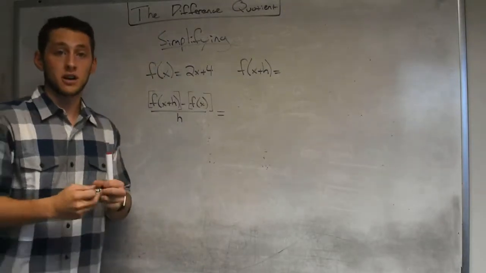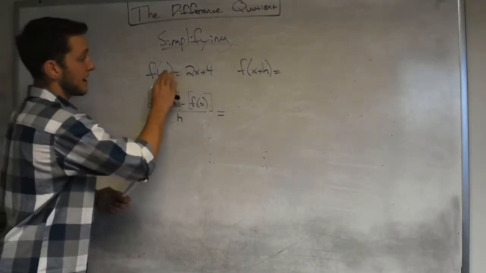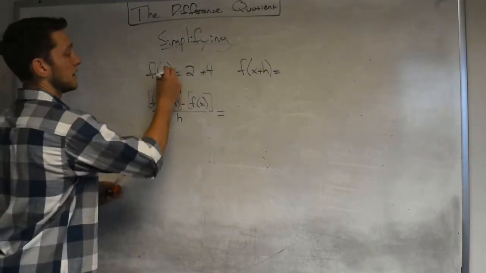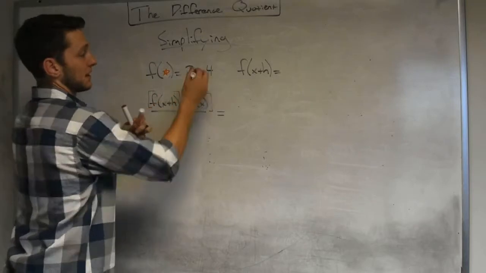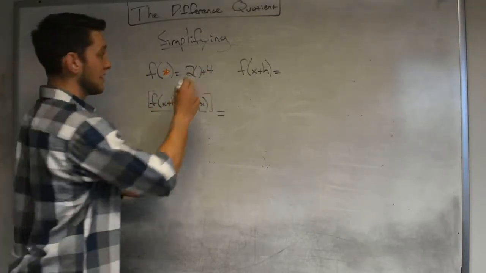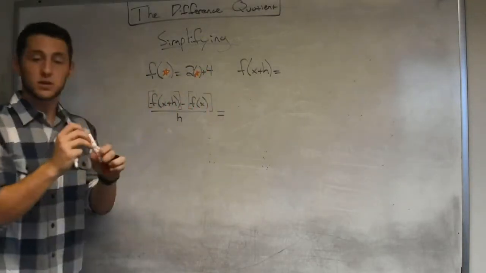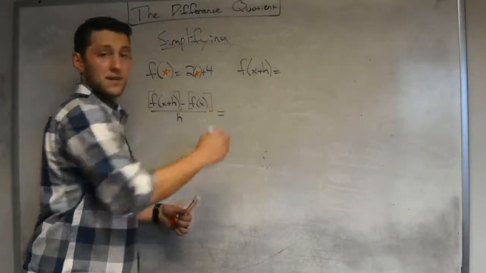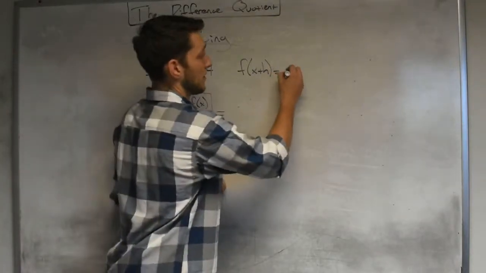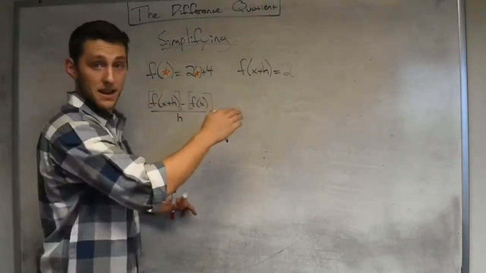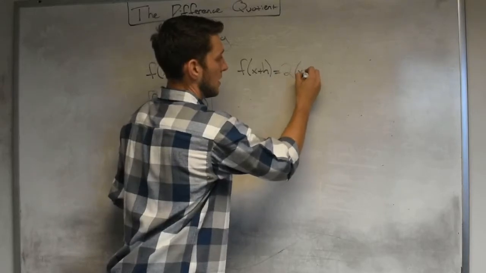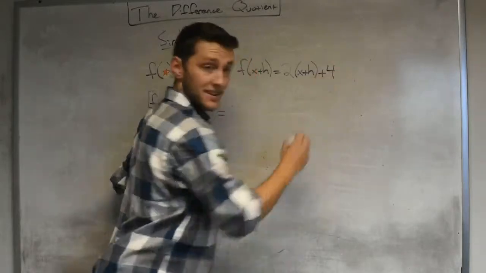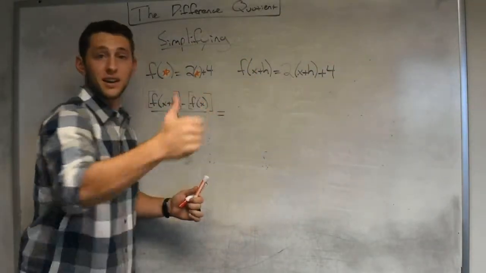Well, remember the star game. If we were to replace x with a star right here, what we'd find is something like this. The function now is just 2 times whatever's on the inside plus 4. So therefore, f of x plus h is just 2 times whatever's on the inside, in this case x plus h, plus 4. And that's it. That's all we got right there. We're done on that part.